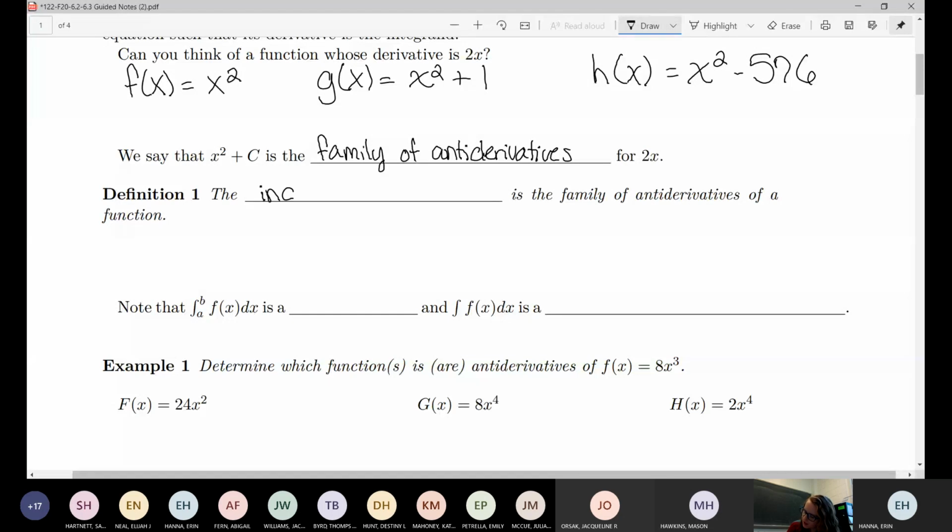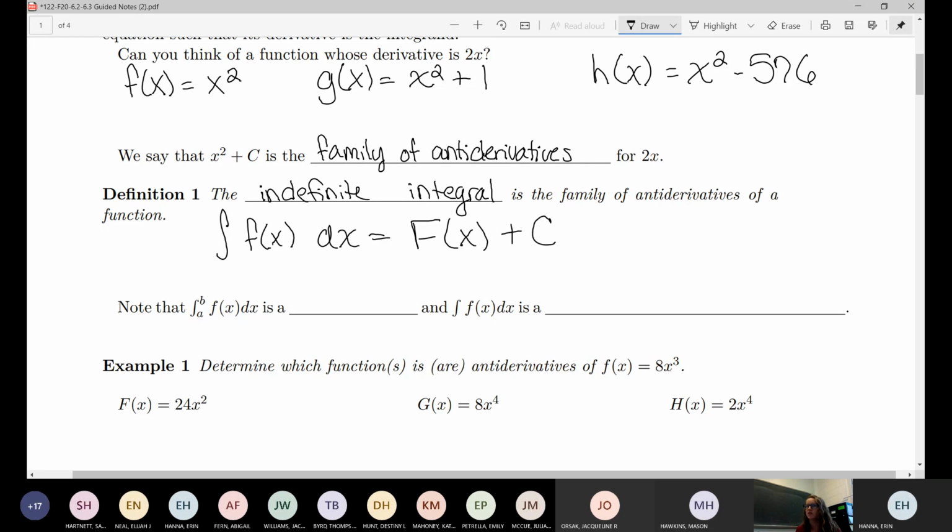So the indefinite integral is the family of antiderivatives of a function. The indefinite integral looks like this. And for antiderivatives, we usually use capital letters. It's not the end of the world if you don't use capital letters, but that's usually how we denote the antiderivative of a function. There's no f prime notation, because that would be the regular derivative, and we don't want that. To denote the antiderivative, you usually use a capital.